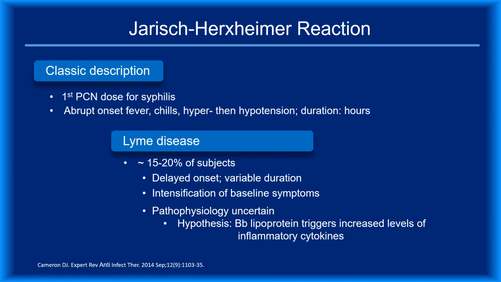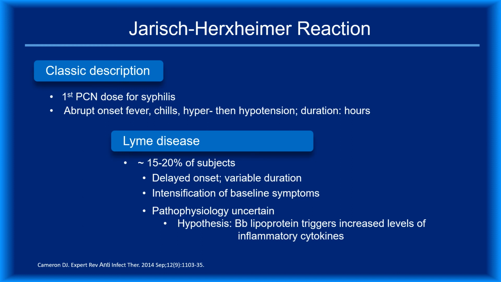You may recall that the classic Jarisch-Herxheimer reaction is seen in patients with syphilis and occurs immediately following the first dose of penicillin. Bacterial killing leads to endotoxin release, which can cause an abrupt onset of fevers, chills, and hypertension, followed by hypotension. This dramatic response clears over several hours.